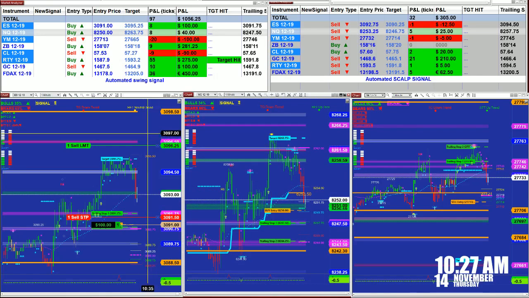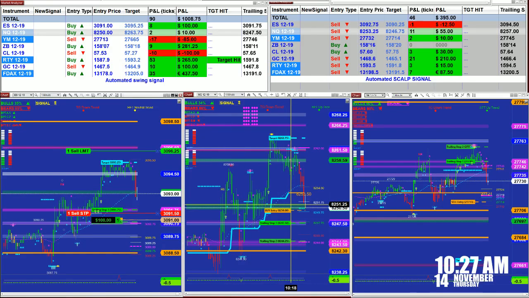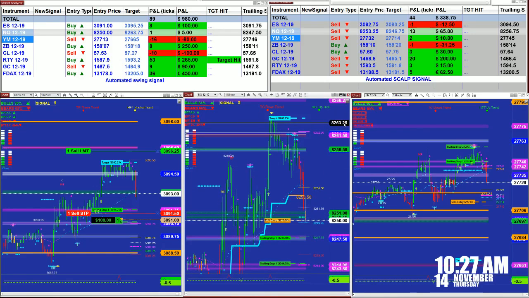But this is a support area on the Nasdaq, and if we are breaking it, that means the whole market is changing direction.